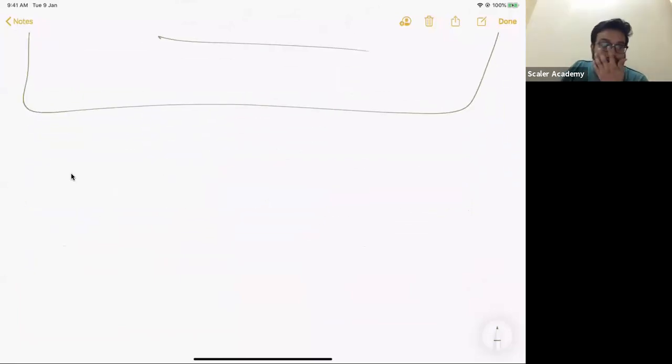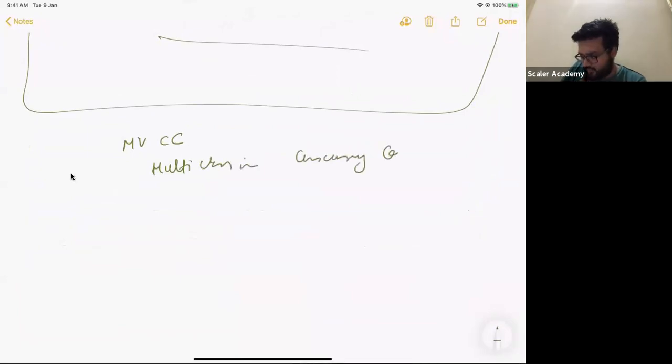Now, how are snapshots implemented internally? For that, I will give you this term. Have you guys heard about this, MVCC? Okay. No. So the full form is multi version concurrency control. Okay, so multi-version concurrency control.